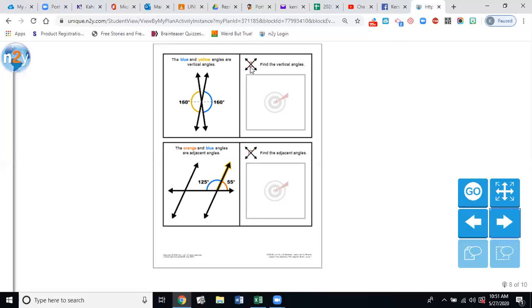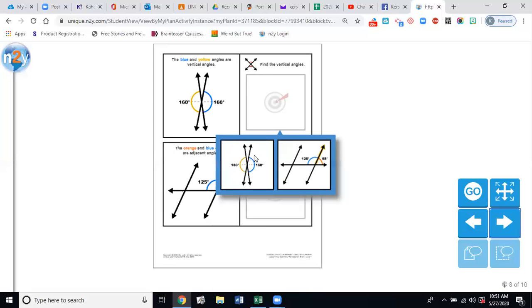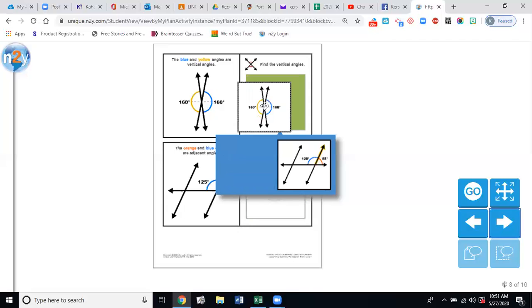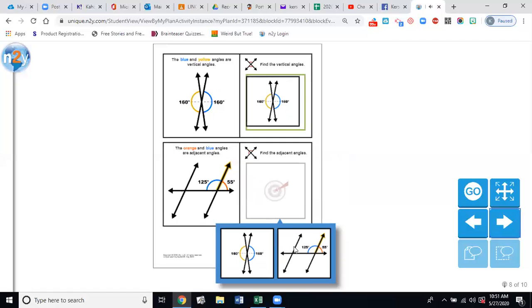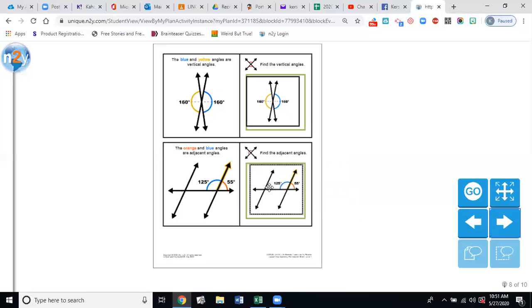And then they demonstrate on the vertical angles. See how these angles are equal in both directions. Now the adjacent, there's the adjacent. They're across from each other. So just find the match. Here's our vertical angle. And then here is our adjacent angle.